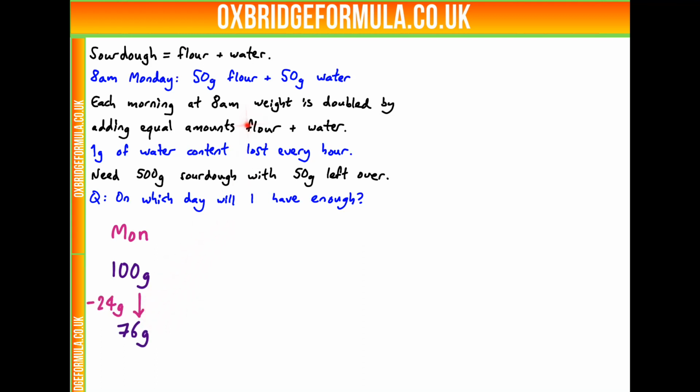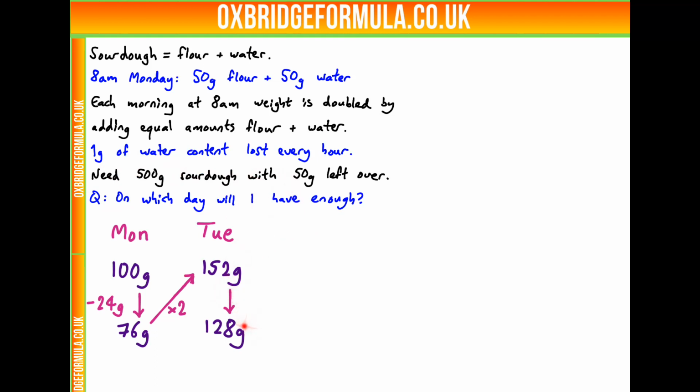So at 8 AM on Tuesday, we're now doubling the weight. And so it's important not to double it, then take off this 24. So what's double 76? That takes us to 152 on Tuesday morning. Then, again, how much do we lose on Tuesday? That's going to be 24 grams before 8 AM on Wednesday. So 152 minus 24 is 128. So we're still quite a way off our 550 target.